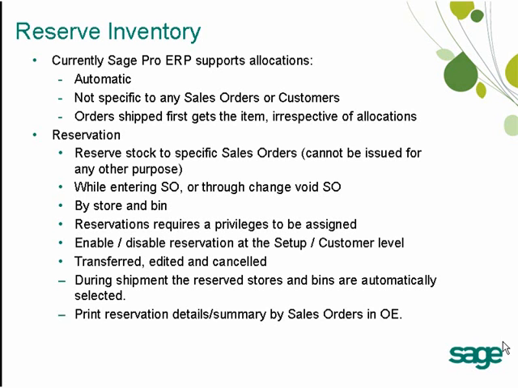You can print reservations in detail or summary by sales orders in order entry, and you can print reservations in summary by items in inventory control. Let's take a look at this feature.